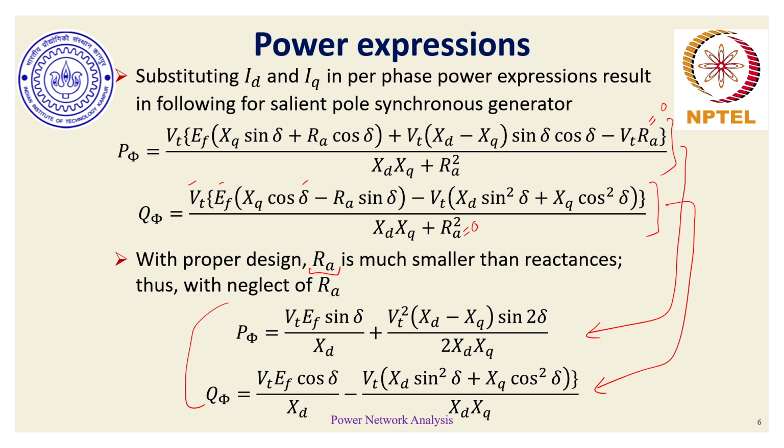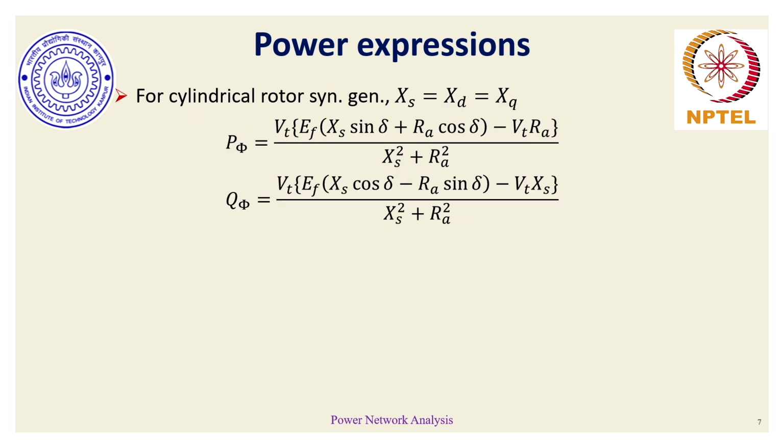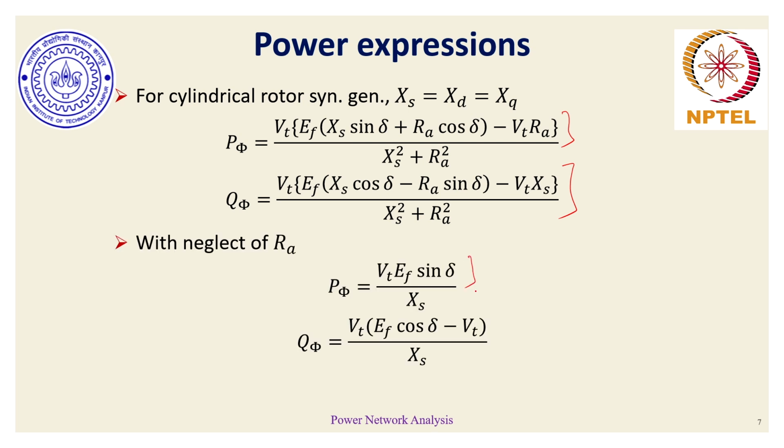Now, if we have to find the expressions for a cylindrical pole machine, recollect, we will put Xd equal to Xq equal to Xs. If we do that in the expressions P phi and Q phi shown over here, this term will become 0, and we will be left only with this expression and this expression here. This is the per phase real and reactive power expression delivered by a cylindrical pole synchronous generator. If we have a well-designed synchronous generator, winding resistance Ra is 0. So if we neglect that, then we have these two simple equations.